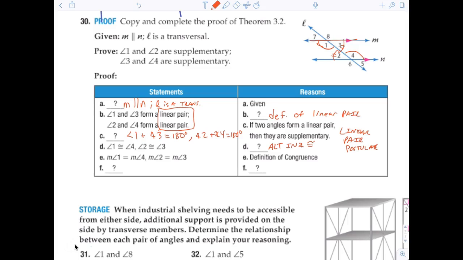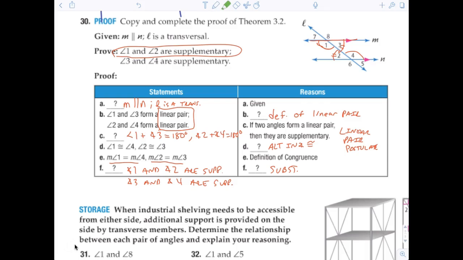So now, if I'm looking up here, I'm trying to do angle 1 and what? Angle 1 and 2, right? So if 1 is congruent to 4 and 2 is congruent to 3, I can now say that what? Yes, angle 1 and angle 2 are supplementary, and angle 3 and angle 4 are supplementary by what? Aren't we just doing a substitution on that, right? Substitution.